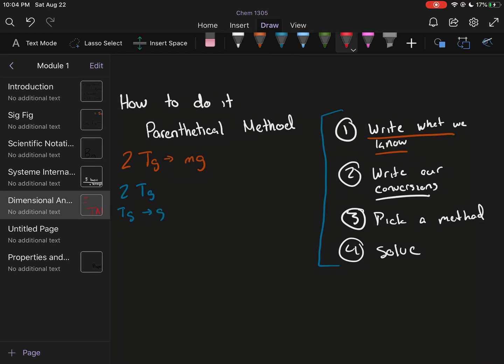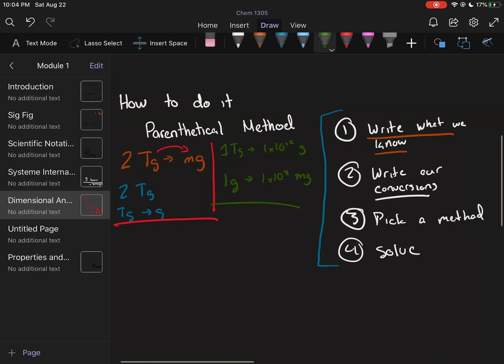Cool. So step 2, write our conversions. We do not know the exact conversions from teragrams to milligrams off the top of our head, but we do know that 1 teragram is equal to 1 times 10 to the 12 grams. We also know that 1 gram is equal to 1 times 10 to the 3rd milligrams, right? So we can use 2 conversions.